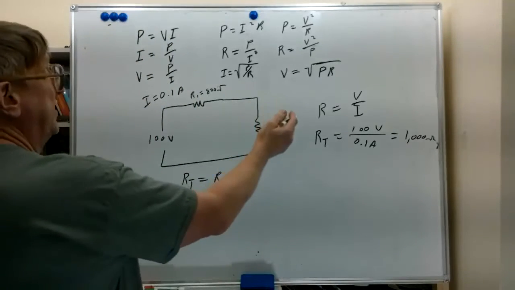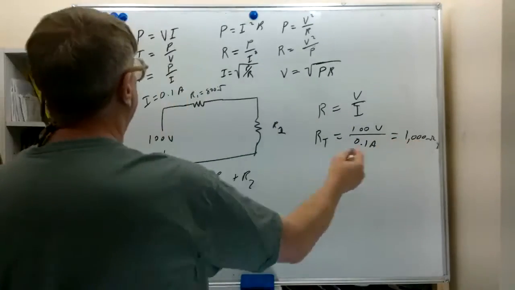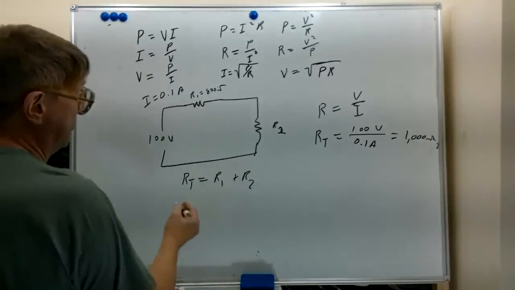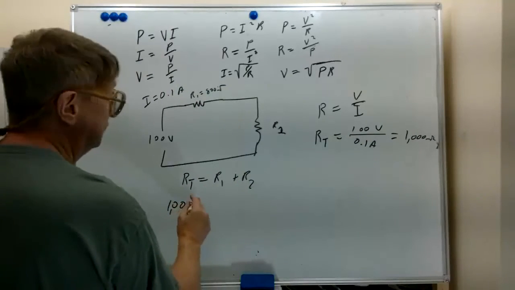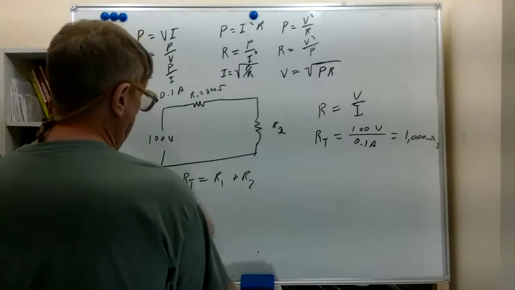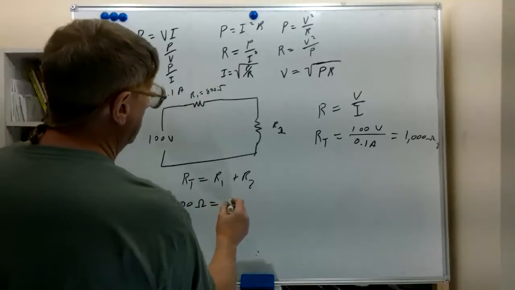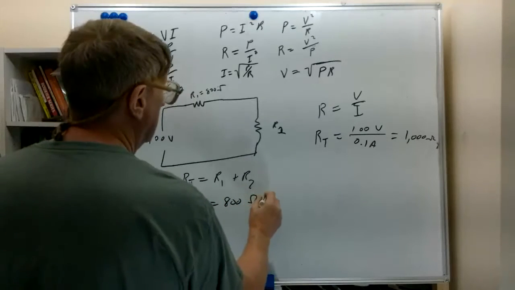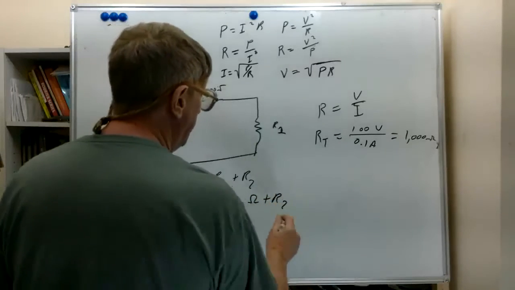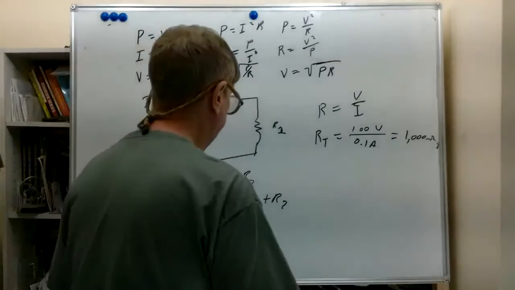R2, we're trying to decide what we need. We're given R1, and we've calculated what RT needs to be based on the given voltage and given current. So we're going to say 1,000 ohms for our RT. It's got to be equal to R1, which is 800 ohms, plus R2, which we are currently trying to calculate the needed value for.